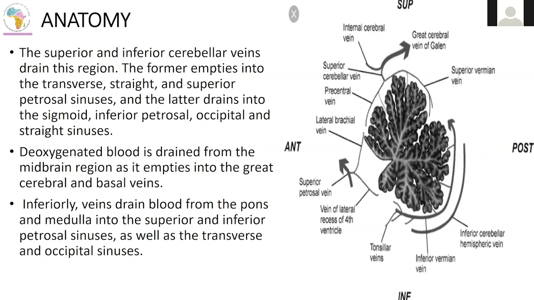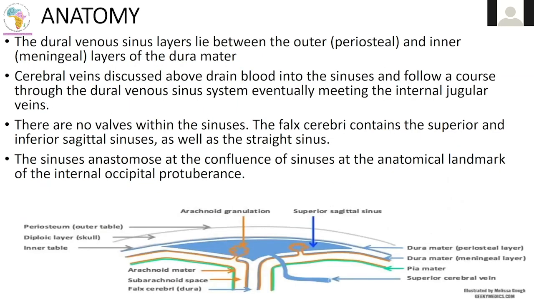Inferiorly, veins drain blood from the pons and the medulla into the superior and inferior petrosal sinuses, as well as the transverse and occipital sinuses. So the dural venous sinuses lie between the outer, or the periosteal, and the inner, or the meningeal, layer of the dura mater. Cerebral veins discussed above drain blood into the sinuses and follow a course through the dural venous sinus system, eventually meeting the internal jugular veins.